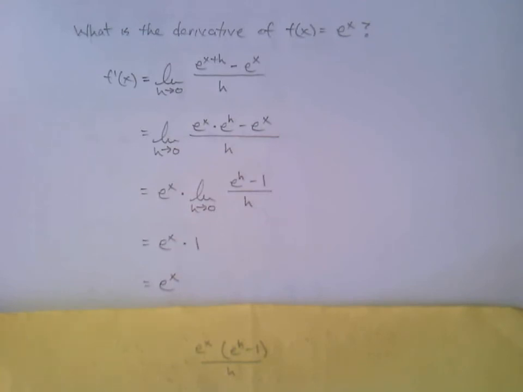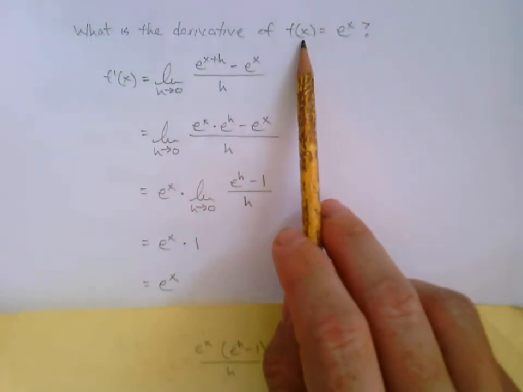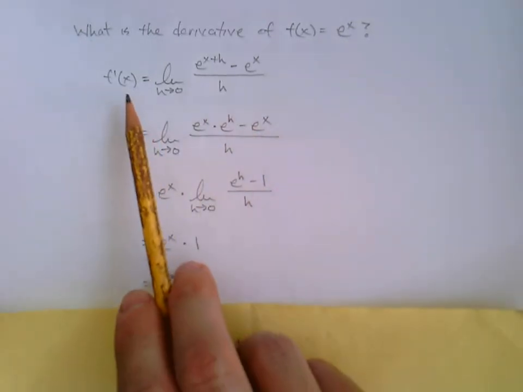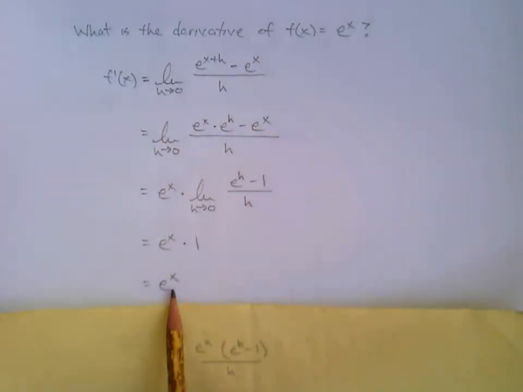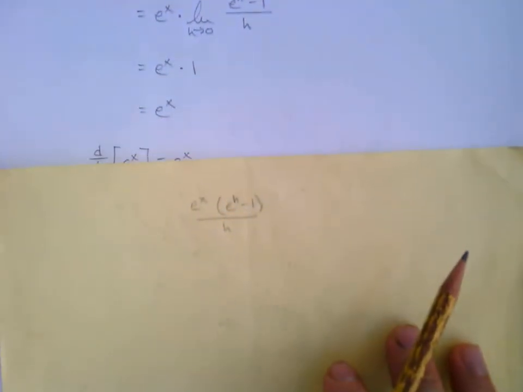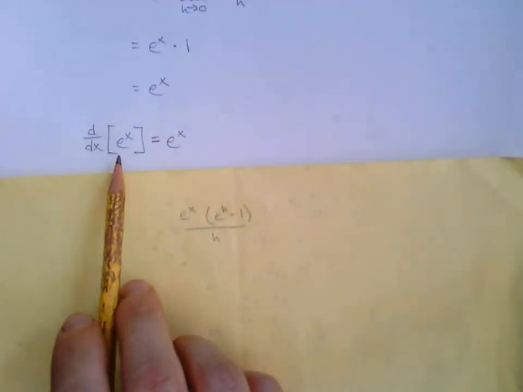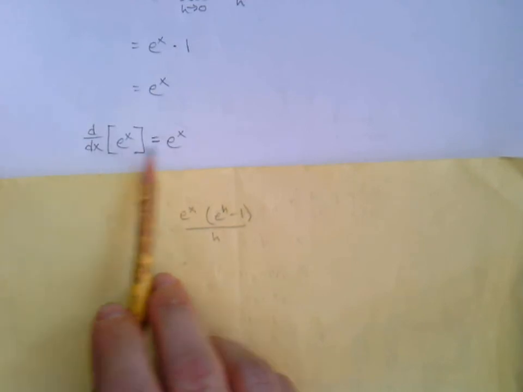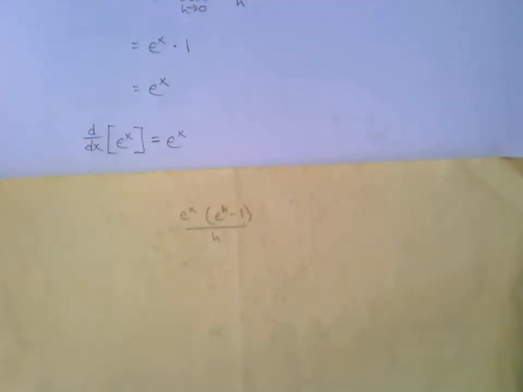Now, this should just blow your socks off. Why? What was the original function? F of x equals e to the x. What's the derivative? F prime equals e to the x. Here's the rule for e to the x: the derivative of e to the x equals e to the x itself. It doesn't change. Oh my goodness, that is crazy.